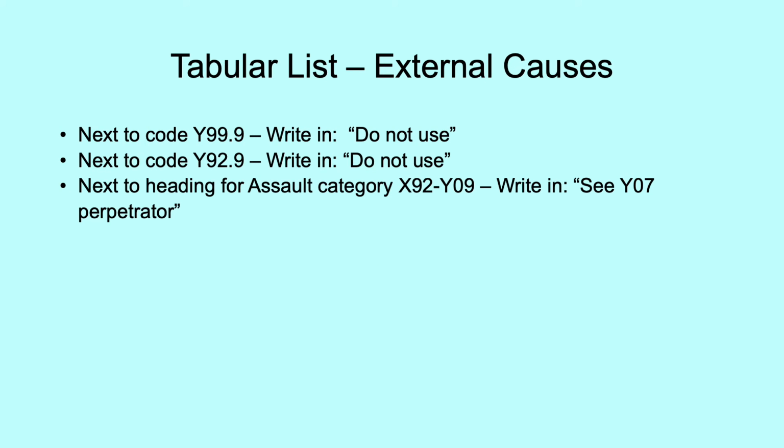Okay, external cause codes. This is really stupid. They even still have these codes in, but they do. So next to code Y99.9, write in do not use. That's in the guidelines. Next to code Y92.9, write in do not use. Next to the heading for assault, the category X92 to Y09, write in CY07 perpetrator. Okay, you want to be sure and get that. That's also one of those things that's easily missed.